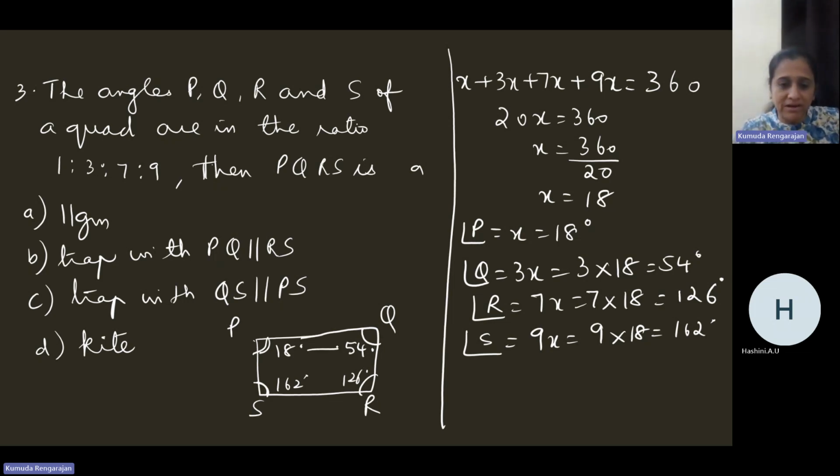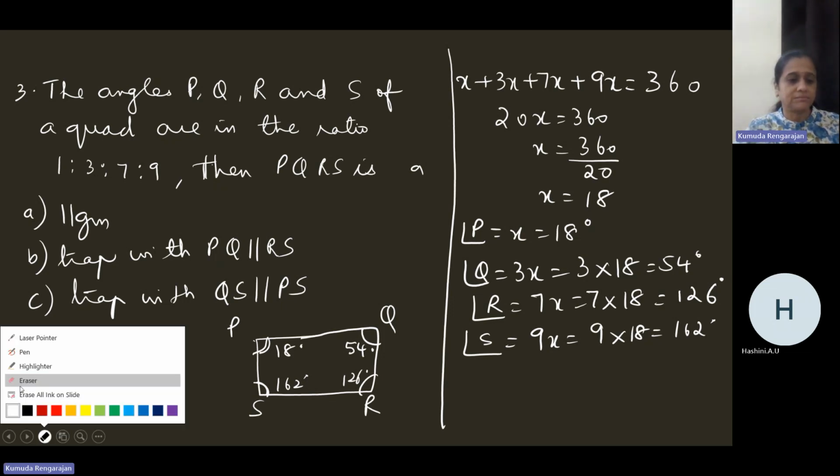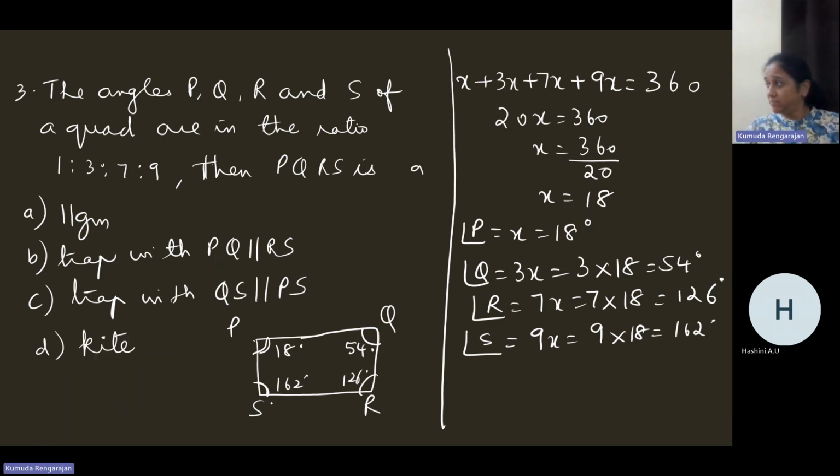But if you add it this way, 18 plus 54 is not 180. If you add it this way, 162 plus 126, no, not 180. So which way is it 180? Like this: angle P plus angle S, angle Q plus angle R is 180. Which means these two lines are parallel.